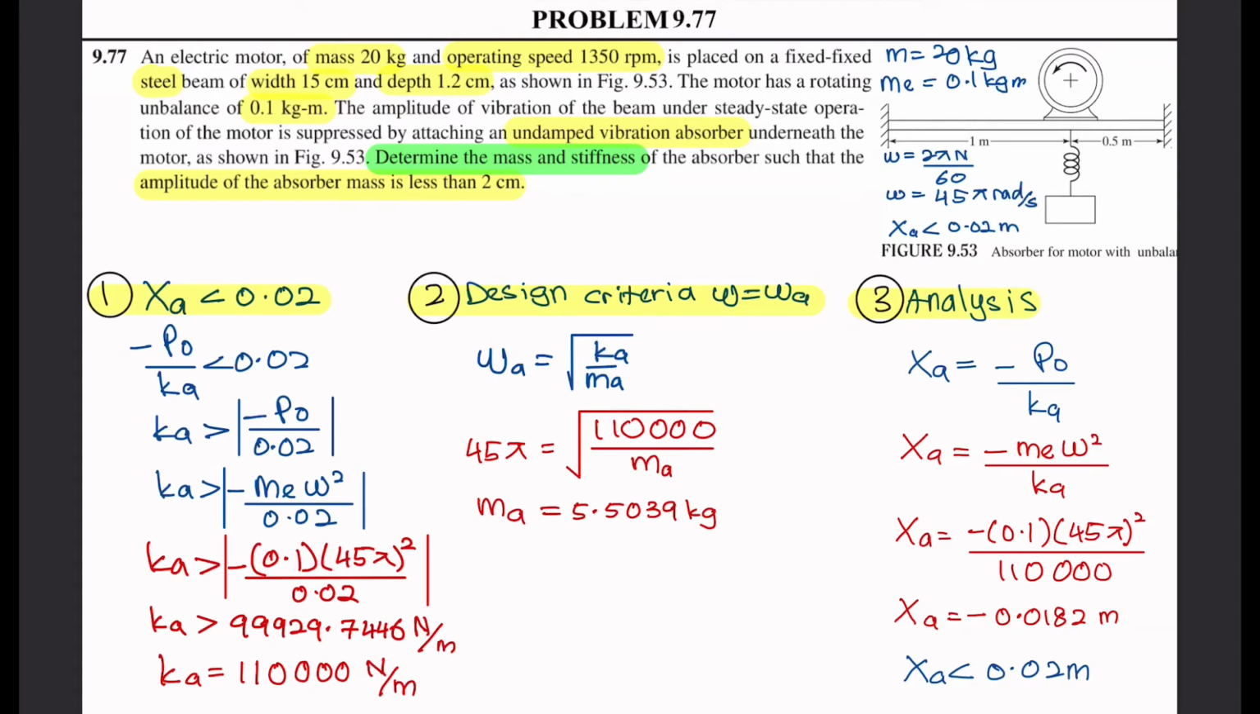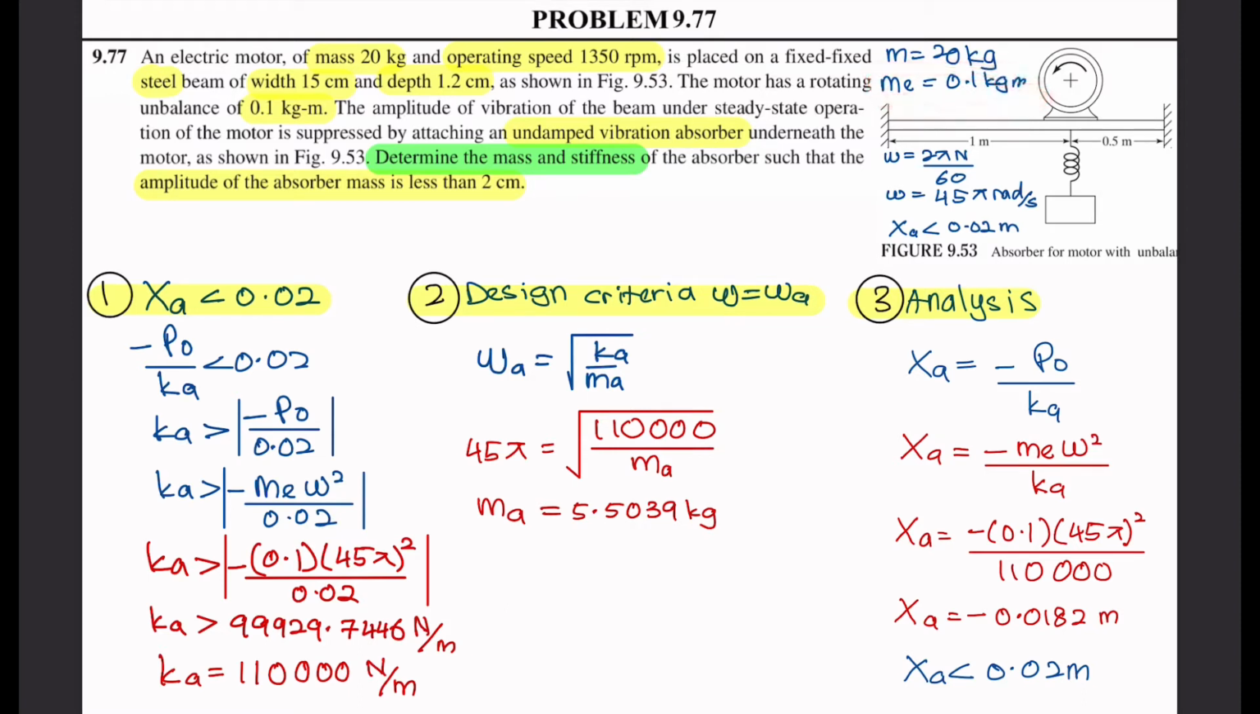Okay, this is problem 9.77. An electric motor of mass 20 kg and an operating speed of 1350 rpm is placed on a fixed steel beam of width 15 centimeter and depth of 1.2 centimeter as shown in figure 9.53. The motor has a rotating unbalance of 0.1 kilogram meter.